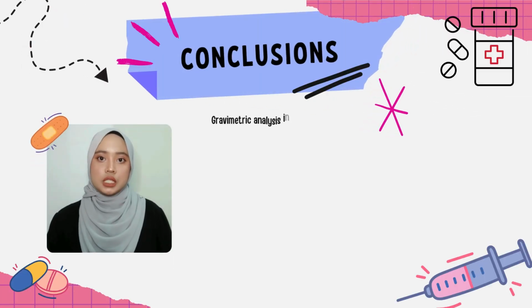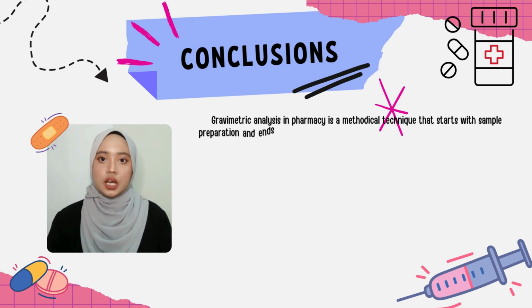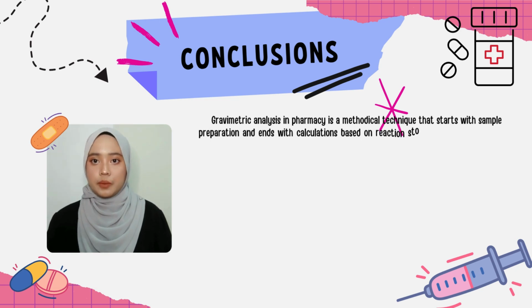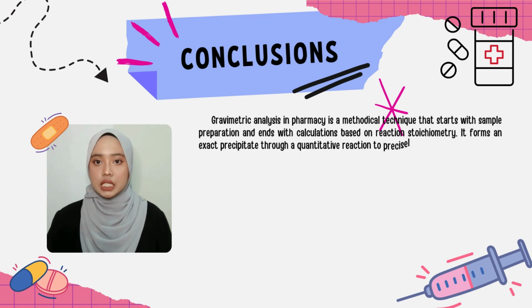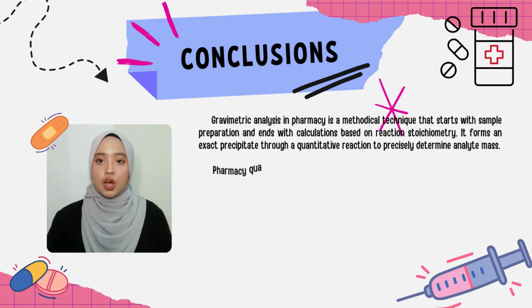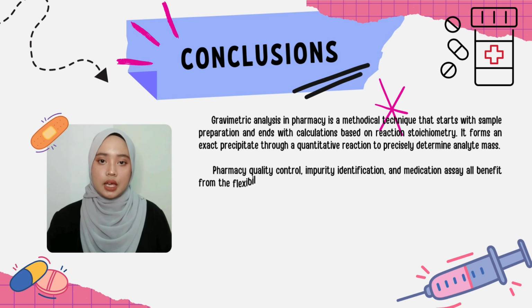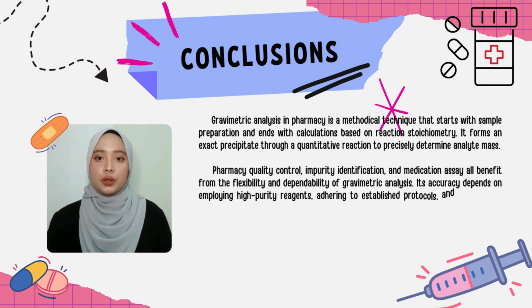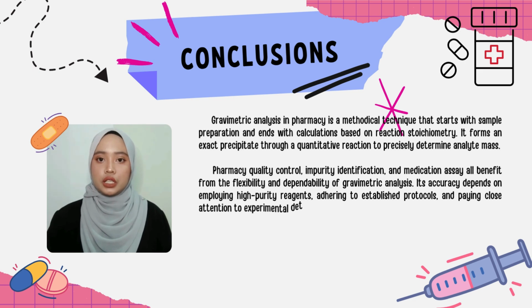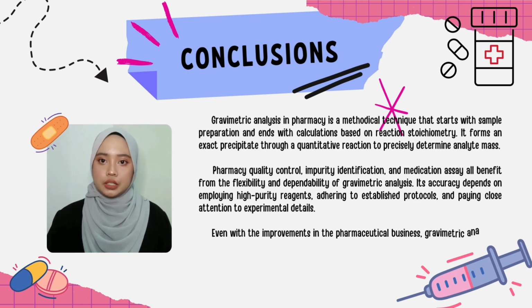Gravimetric analysis in pharmacy is a methodical technique that starts with sample preparation and ends with calculation based on reaction stoichiometry. It forms an exact precipitate through a quantitative reaction to precisely determine analyte mass. Pharmacy quality control, impurity identification, and medication assay all benefit from the flexibility and dependability of gravimetric analysis. Its accuracy depends on employing high-purity reagents, adhering to established protocols, and paying close attention to experimental details.